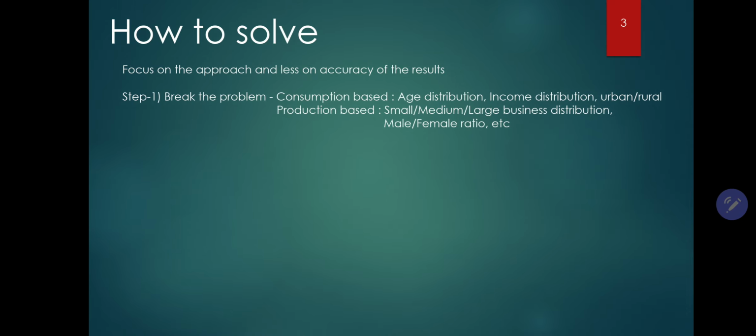So to solve the problem, I would suggest just break the problem. The problem can be of two types. It can be either consumption based or it can be production based. By consumption based, I mean, let's say, how many cigarettes are consumed in a year, or the cakes in a city, which is related to the general population, general consumption habits of the population, right?